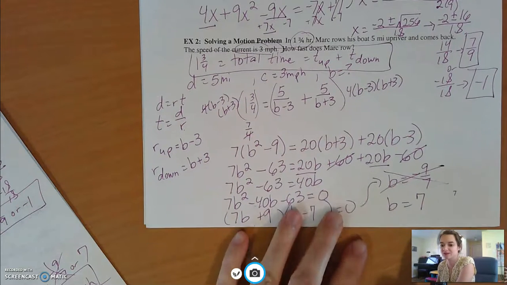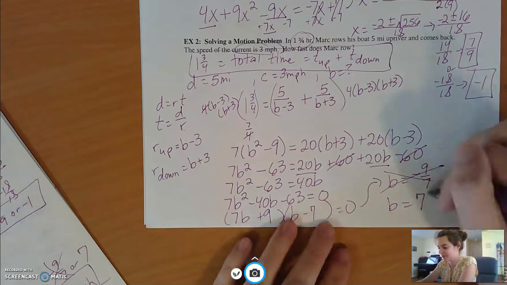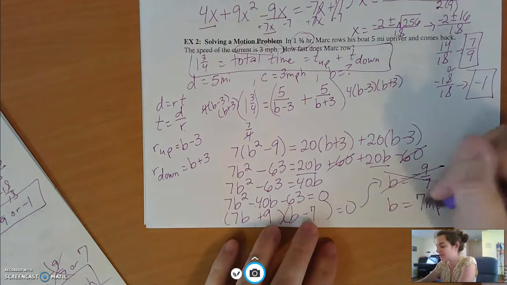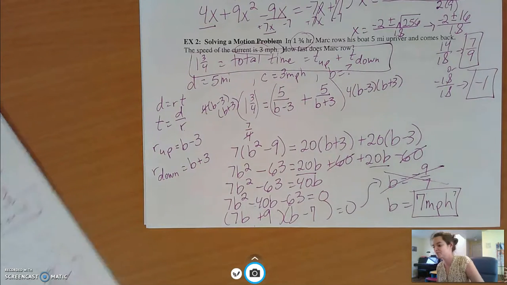The positive 7 down here, that makes sense, okay? That would be him going forwards. He would go upriver. He would come back. He's also rowing faster than the current. The current's going 3 miles per hour. And he's rowing 7 miles per hour. So that one makes sense. Okay? So we only have one answer in that one, and it's 7 miles per hour. Okay? Let's keep going.